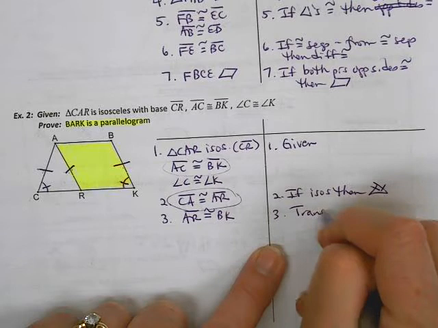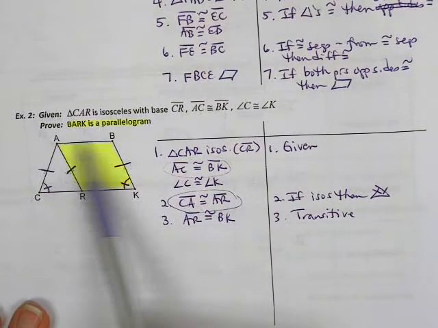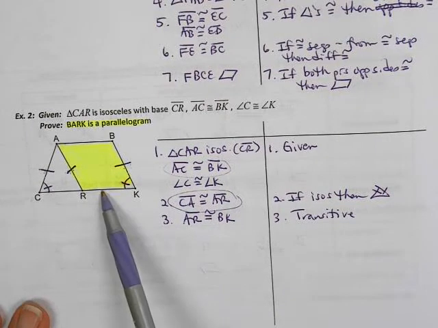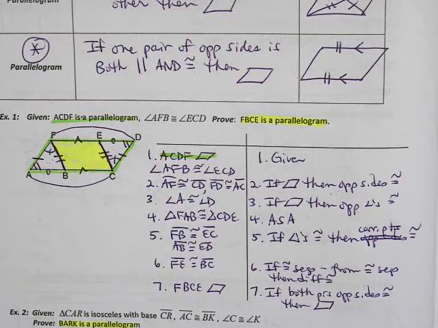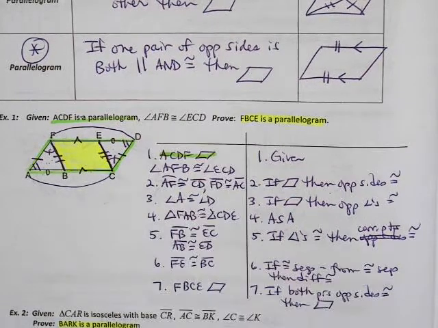Well, that's pretty good because now I have a pair of opposite sides congruent. Is there any way to get AB congruent to RK? I don't see that yet, right? That would be both pairs of opposite sides congruent, just like we used. Or, hint, hint, look back up. If we can get one pair both parallel and congruent, we'd also be in good shape.